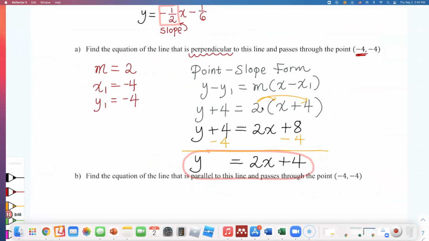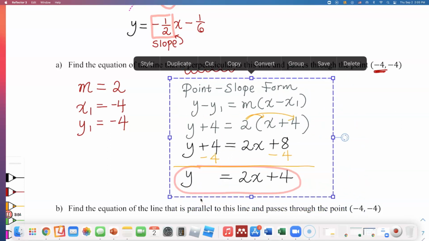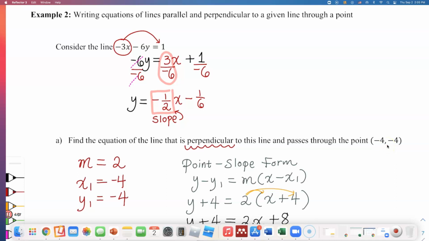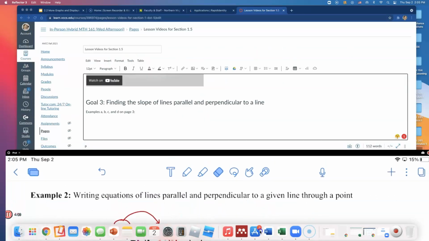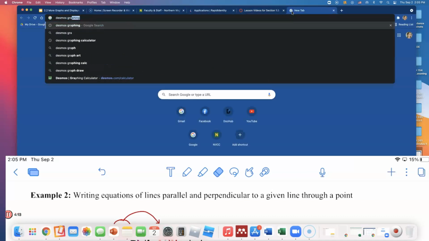Well, I think I just found the answer. What I'm saying is this equation that I just found must be the equation of a graph that is perpendicular to the original line. And that line is not only perpendicular, but it's going to go through the point negative 4, negative 4. So I'm going to check that graphically, okay? So take a look at what I'm doing. I'll go to Desmos graphing calculator.